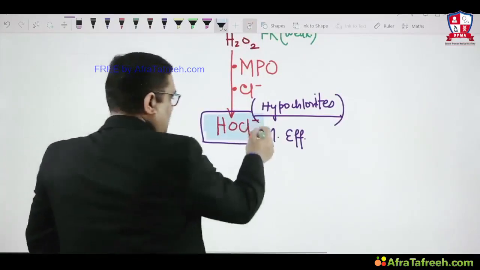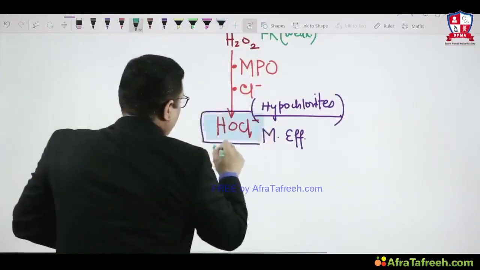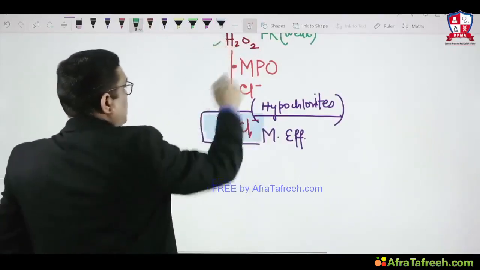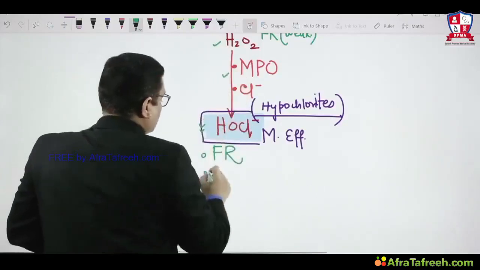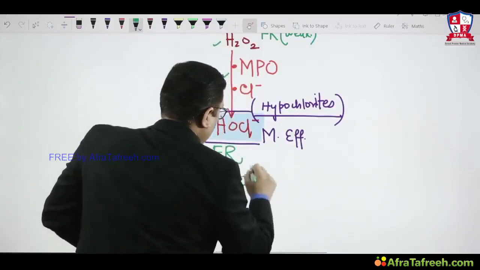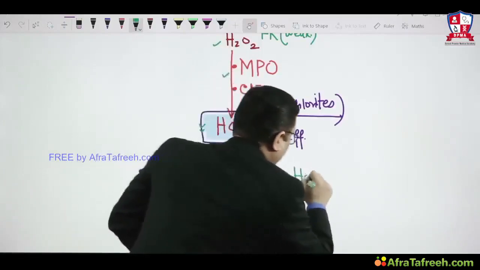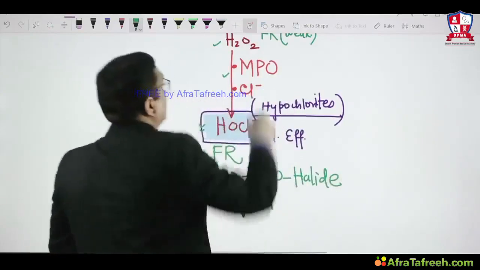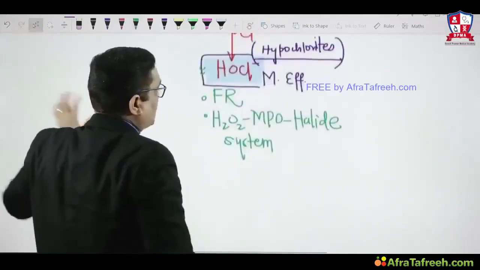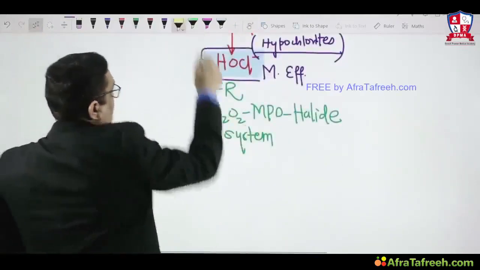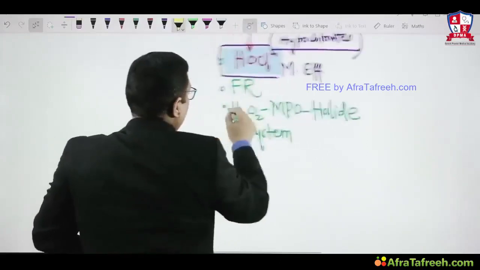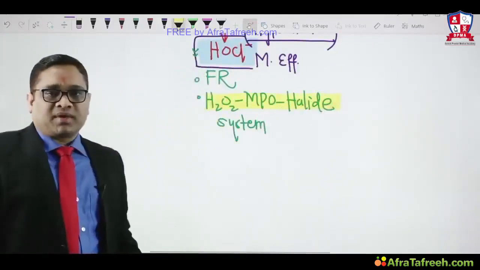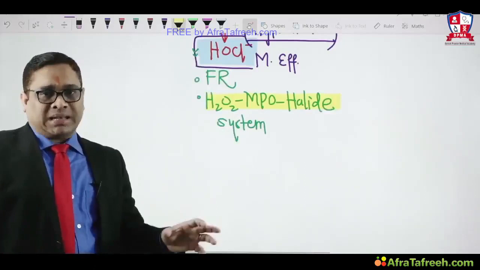Sometimes the examiner will ask hypochlorite, sometimes the examiner will not write hypochlorite, they will simply write free radical, and sometimes the examiner will write H2O2 MPO halide system. So this is also called the H2O2 MPO halide system. This was the question asked in the All India NAIMS exam. This is how the language had been used, H2O2 MPO halide system. Just keep that in your mind: this H2O2 MPO halide system is the most effective bactericidal agent within phagocytic cells.